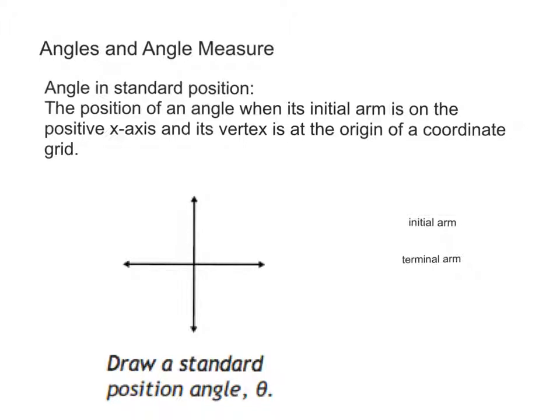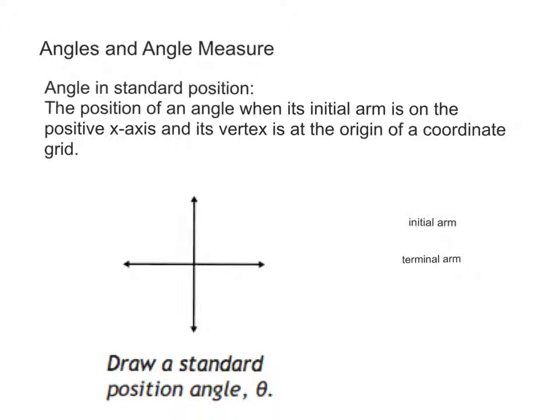So angle in standard position, the position of an angle when its initial arm is on the positive x-axis and its vertex is at the origin of a coordinate grid. And it doesn't say there, but you measure in a counterclockwise direction. Draw a standard position angle theta.